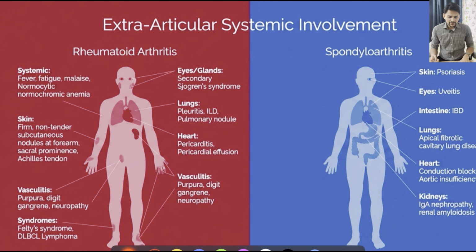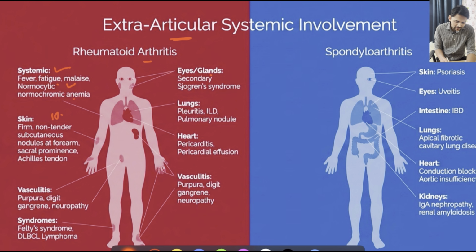Then after articular manifestations, if we focus upon some extra-articular systemic features, because these conditions are not just related to the musculoskeletal system, they will commonly affect as systemic conditions. So what are those extra-articular manifestations seen in rheumatoid arthritis? Mainly, there might be some constitutional symptoms like fever, fatigue, malaise and all. And we can see normocytic normochromic anemia. Whereas in eyes, there will be secondary Sjogren's features like dry eyes, dry mouth and all.